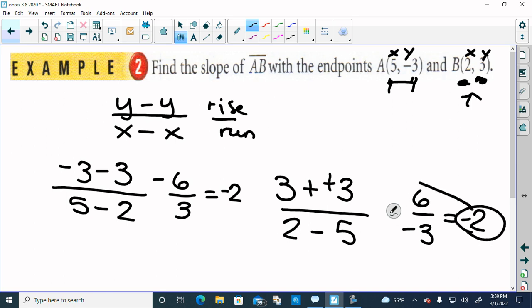So if you do it right, these two should match up, and they did. So again, you don't have to do it both ways. I just want you to know that whatever way you choose, just make sure your x's match up below them to get the right answer. You can't just switch them. So our answer on that one is a negative 2.